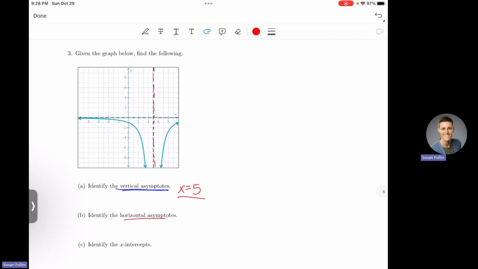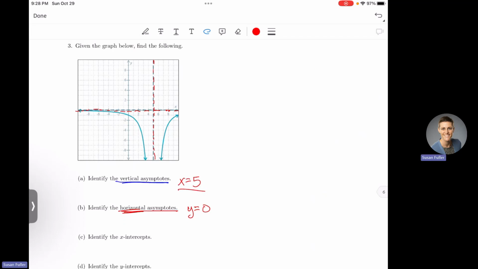Now we want to identify the horizontal asymptote. Does this have one? Yes, it's even dotted in for us right here. Our graph approaches this line on both sides, and it's a horizontal asymptote, which means it is a horizontal line and has the equation y equals. And this horizontal line is at y equals 0. So that is our horizontal asymptote here.